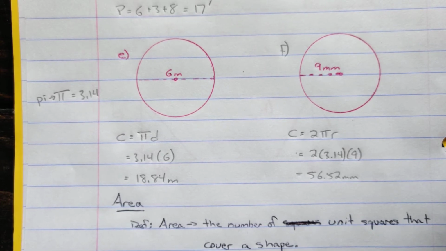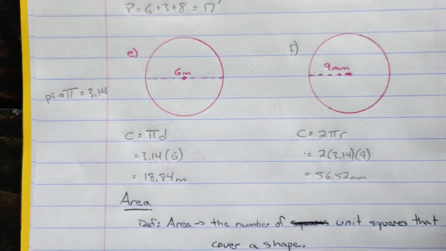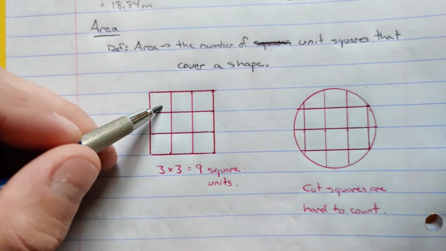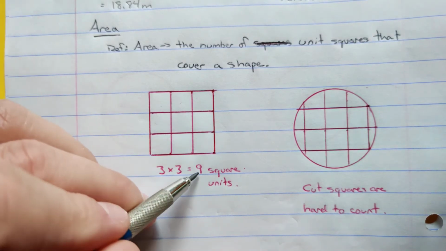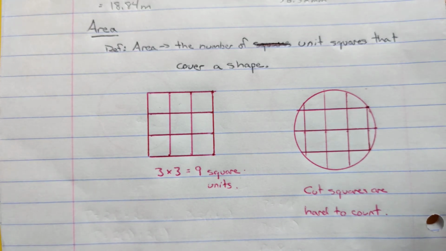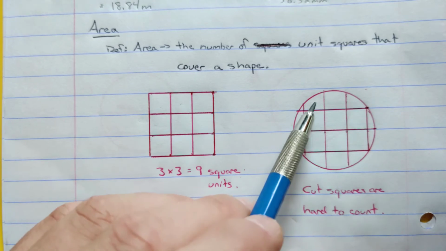So that's perimeter, straight line measurements, or this would be the measurement if you cut that circle open and straightened it out. The next type of measurement we're going to look at is area. Area is the number of square units that cover a shape. In the case of this square here, it's a 3 by 3 square, so it's 9 square units. When you think of area, you're thinking of how many squares will fill that space. This even works with circles or any other shape. How many squares fit in there?